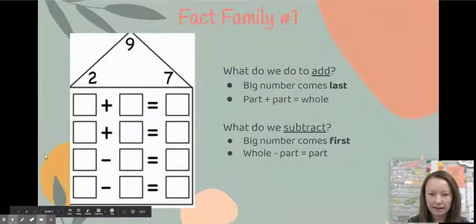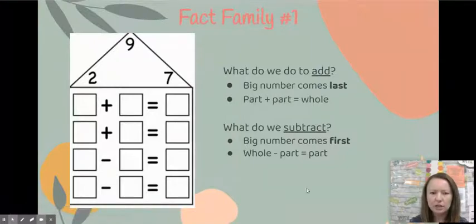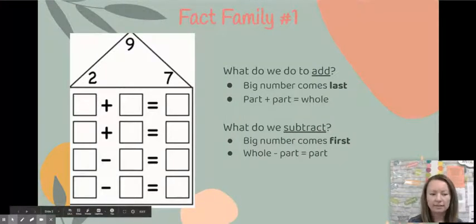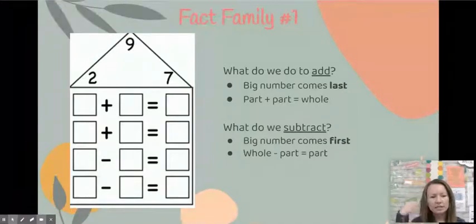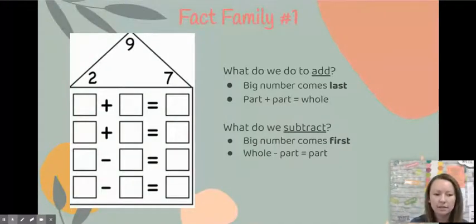Let's do our first fact family. So we have 9, 2, and 7. So what are we going to do when we add? How are we going to figure out how to add for our fact families? So first, remember that our big number or our whole number comes last. So that means it is a part plus a part equals a whole.